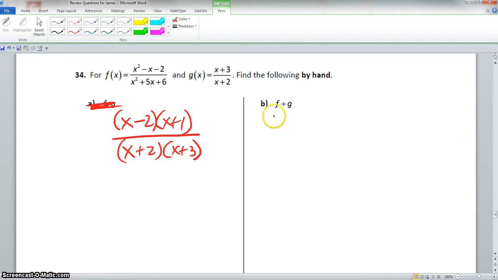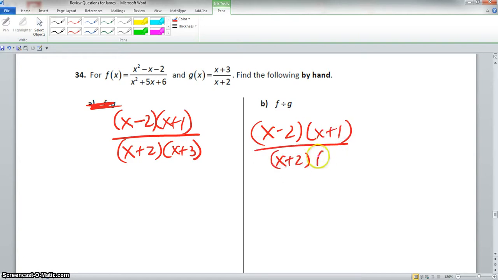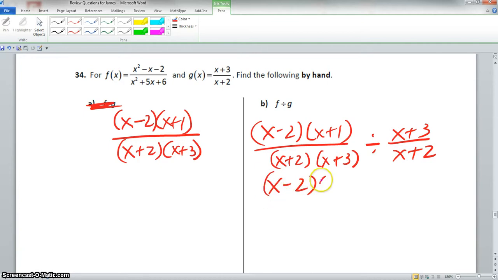So we can substitute this in for f. So we have x minus 2, x plus 1, all over x plus 2, and x plus 3. Now this is divided by... we know we cannot do anything else with the x plus 3 and the x plus 2. So we substitute that in for g. So we have x minus 2 times x plus 1 all over x plus 2 times x plus 3.